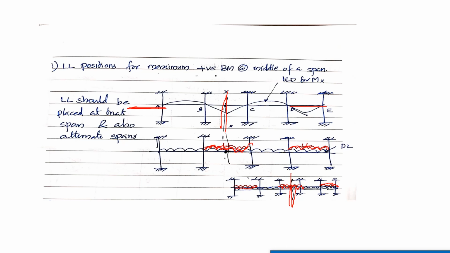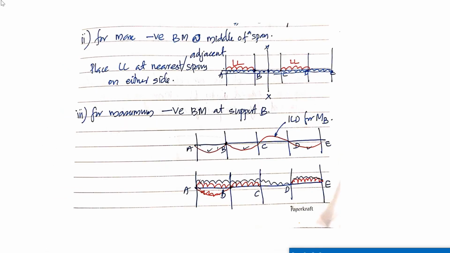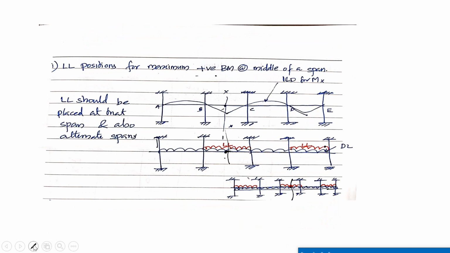Okay. So in the question you will be given the dead load value, say 5 kilonewton per meter, or live load value, say 3 kilonewton per meter. Like that it will be given, and you can calculate. Just a minute. So live load positions for various conditions we have been discussing. In order to get the maximum positive bending moment at the middle of a span, you can place the live load at this span as well as on alternate spans.